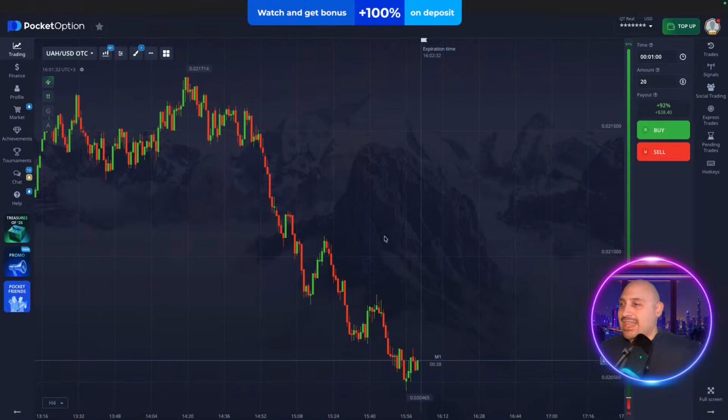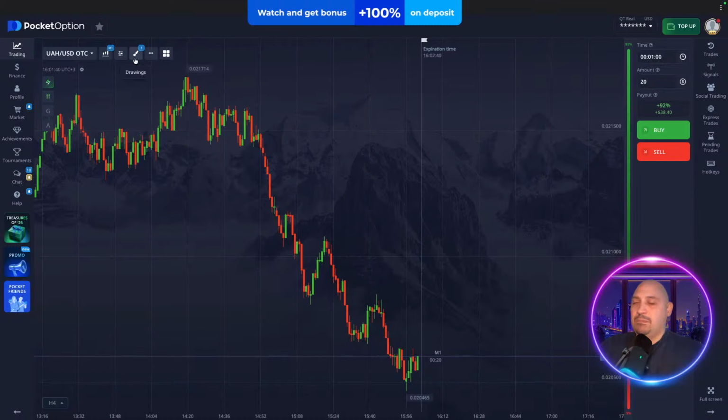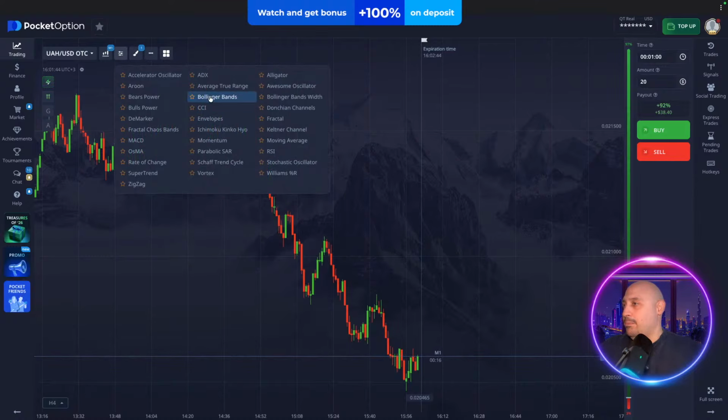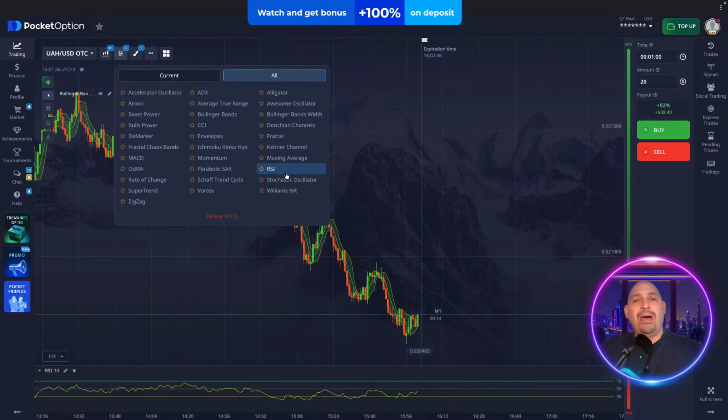Here we are, guys. This is the Pocket Broker platform. And how we're going to be trading today, we're going to be using two specific technical indicators. They are the Bollinger Bands, and I'm going to also combine it with the RSI. The RSI is mostly to give me that extra confirmation, extra confidence when I'm placing the trade.